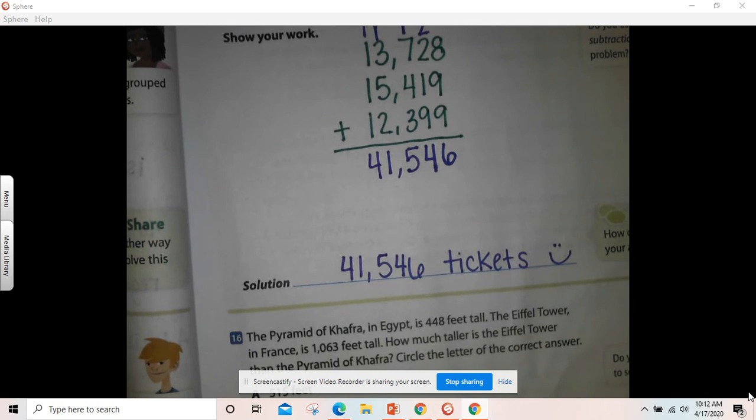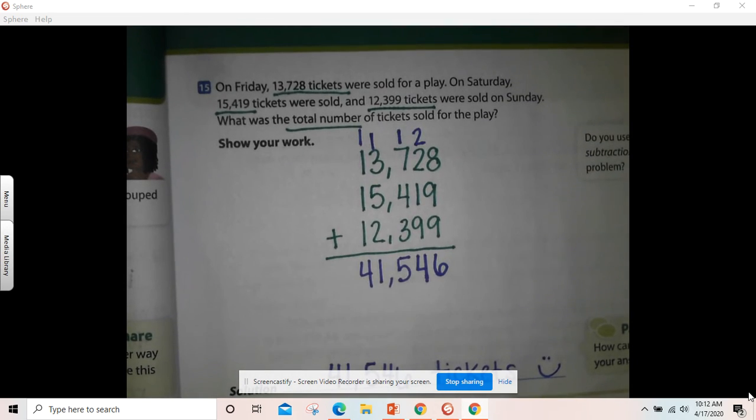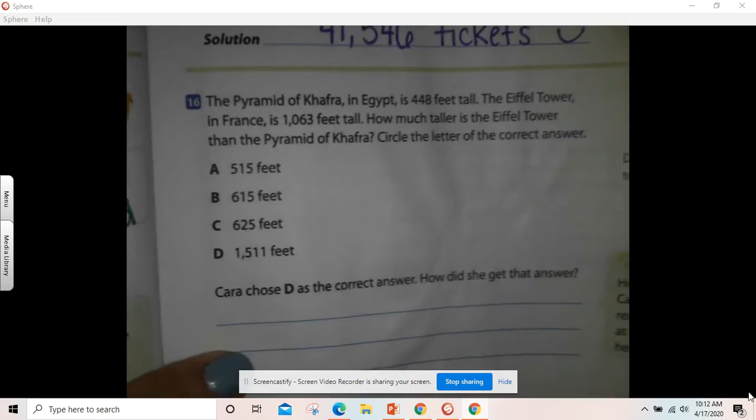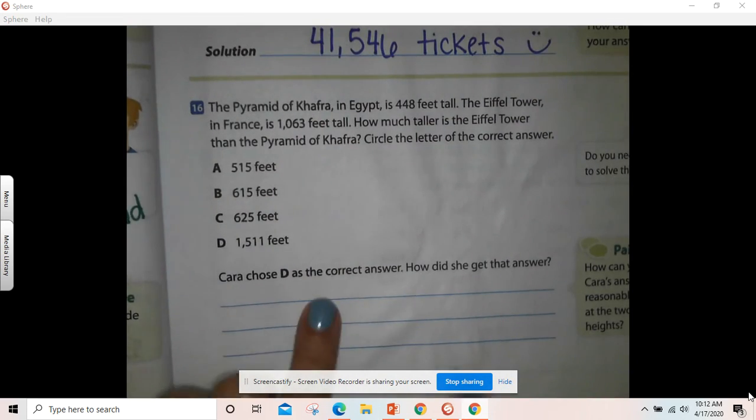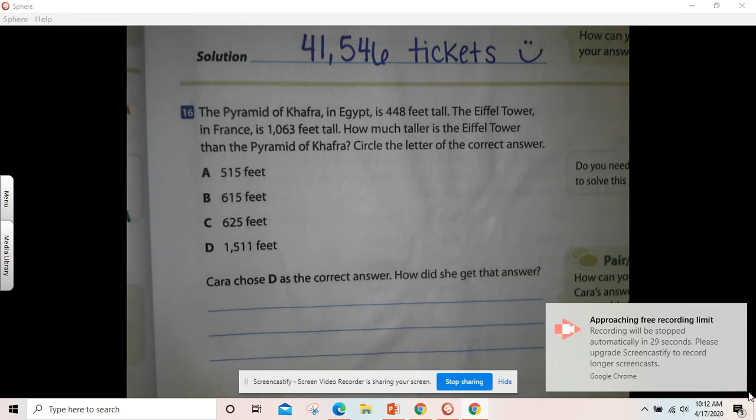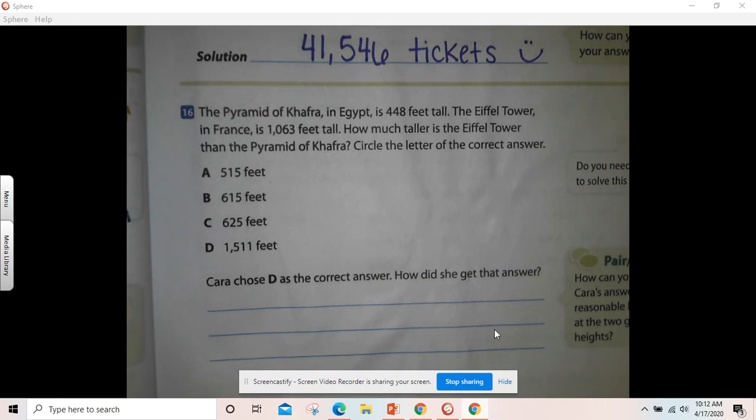How can I check my answer? Well, I could start subtracting, or I could round. I could do lots of different things to check my answer. Fortunately for you, you can just watch the video and check your answers. Let's go on to number 16, always the hardest problems because they ask us to find the correct answer. So let's go ahead and go to the next video to see your answer for number 16.